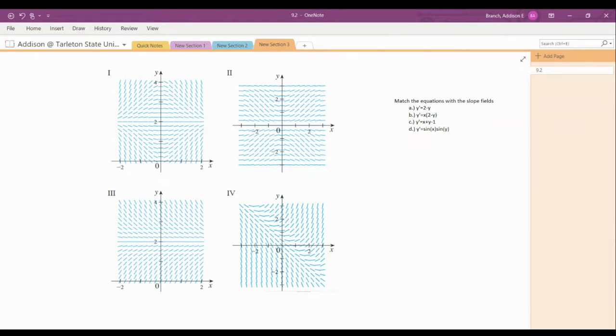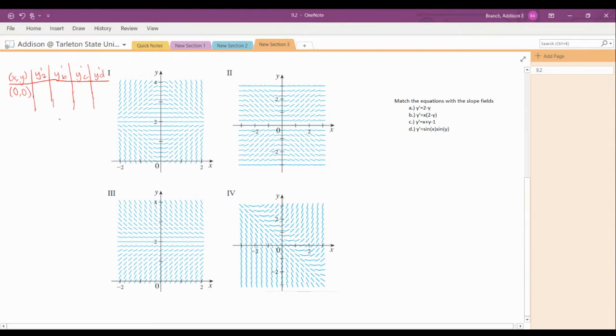What I would do, especially if you're trying to match, is make a table. Have one column for your (x, y), and then one for each of your y primes. So we're going to do y prime A, y prime B, y prime C, and y prime D. We can take different points and plug them in. For example, let's start with (0, 0) and see what we have for each of these.